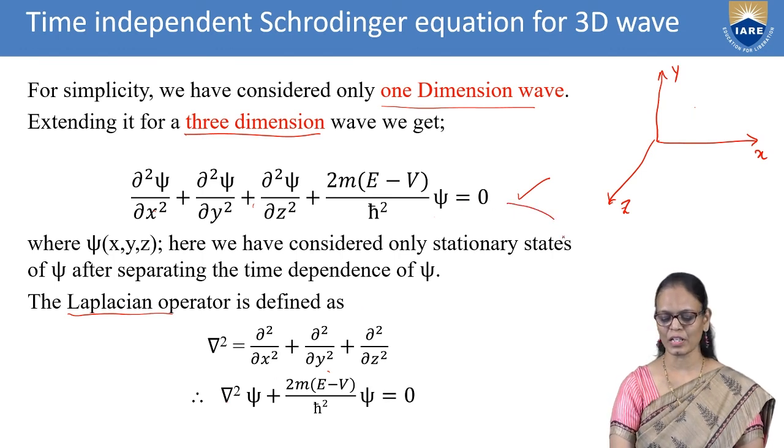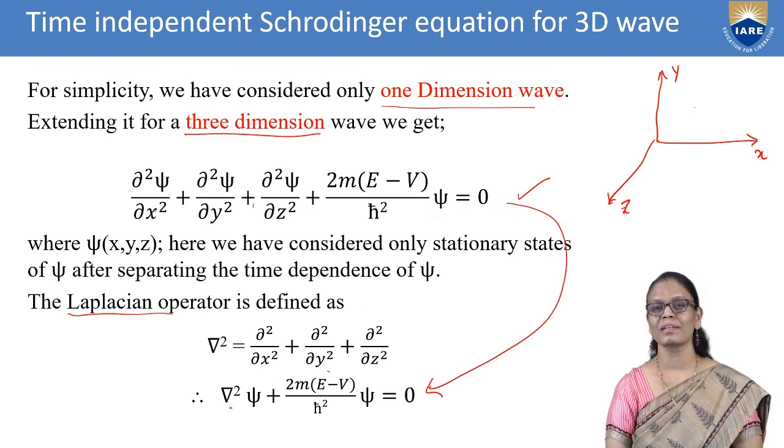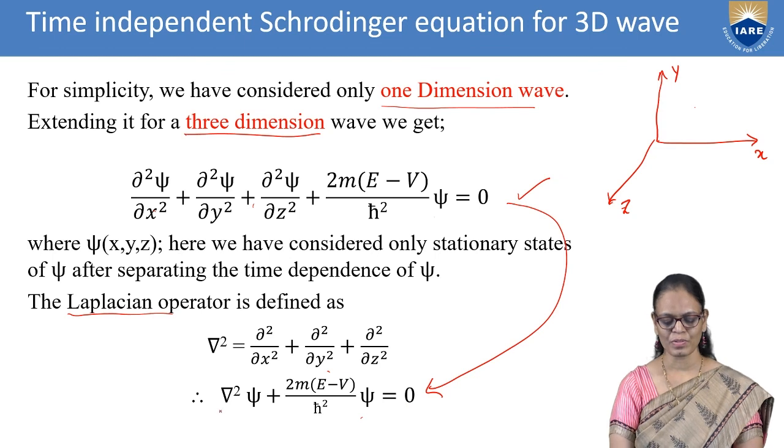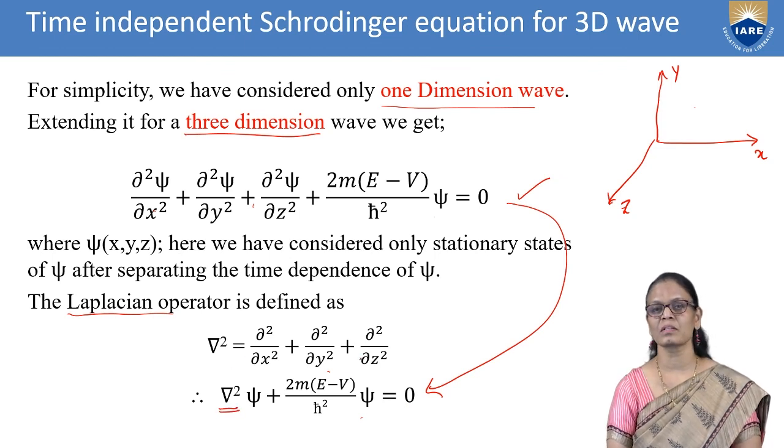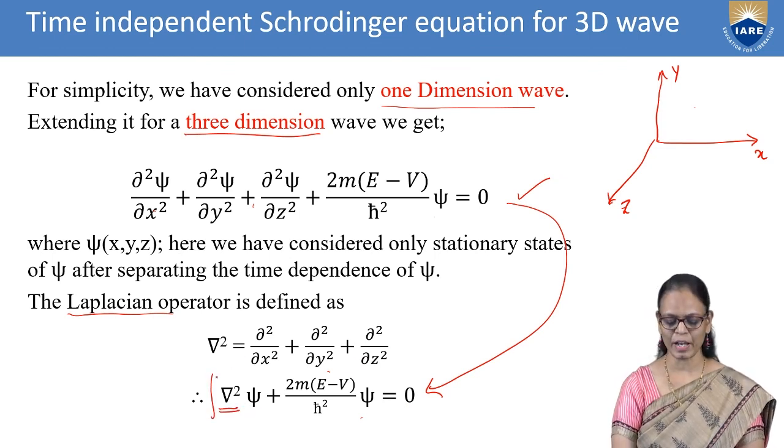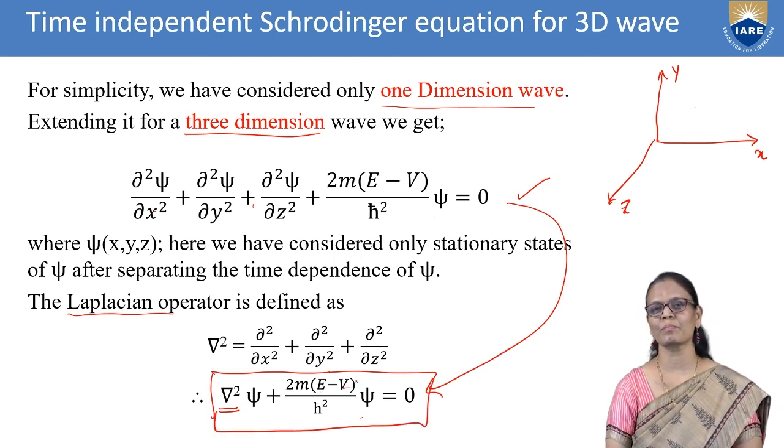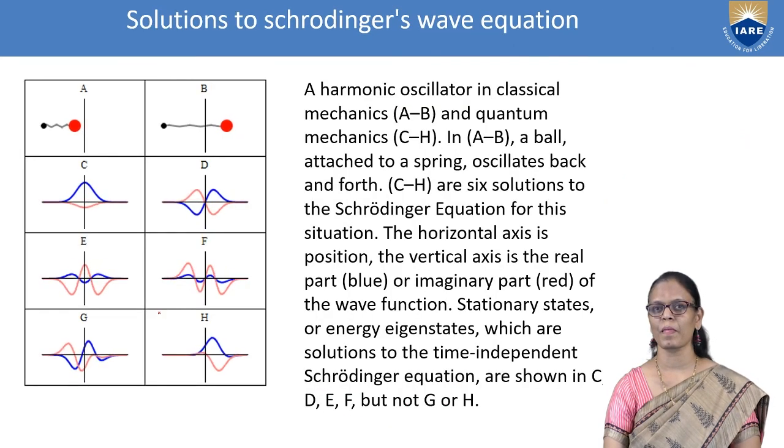So this equation can simply be written as del square ψ + 2m(E − V)/ħ² ψ = 0. Because we are using this, you can simply write the equation in three dimensions as del square ψ + 2m(E − V)/ħ² ψ = 0, using the Laplacian operator.